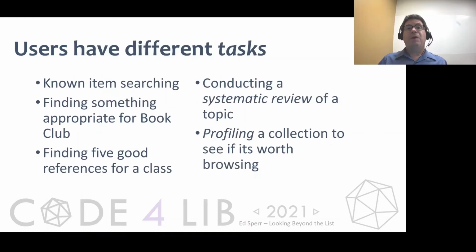Now, the reason we have to be concerned with what lists do well and what they don't do well is because our users approach our systems with very different tasks in mind. Sometimes users approach with fairly simple searches. They're looking for a known item, or they're looking for 4 or 5 good references for a class. But sometimes they have broader ideas in mind, like trying to browse an entire collection to see if it's worth looking at more closely, or doing very rigorous, complicated searching that you might do for a systematic review. In these cases, we really have to be cognizant of what our systems do well and what they don't.